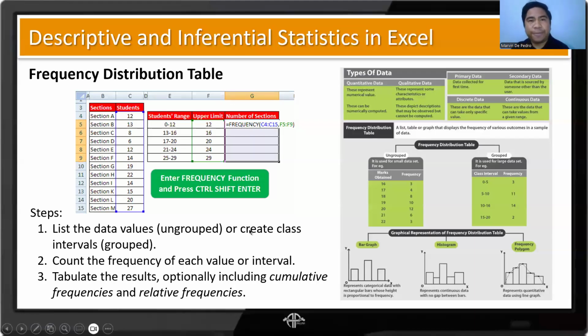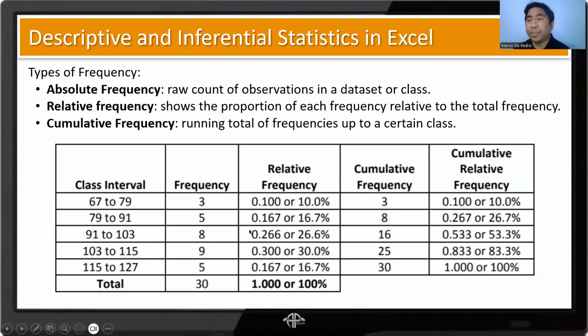Next step, we mentioned the absolute, relative, and cumulative frequency, right? So we have some types of frequencies like the absolute, which is the raw count of observations in a data set or class. So as is, that's our absolute. For example, if we have this class interval and we count how many records or data points fall within it, we just count. Okay.